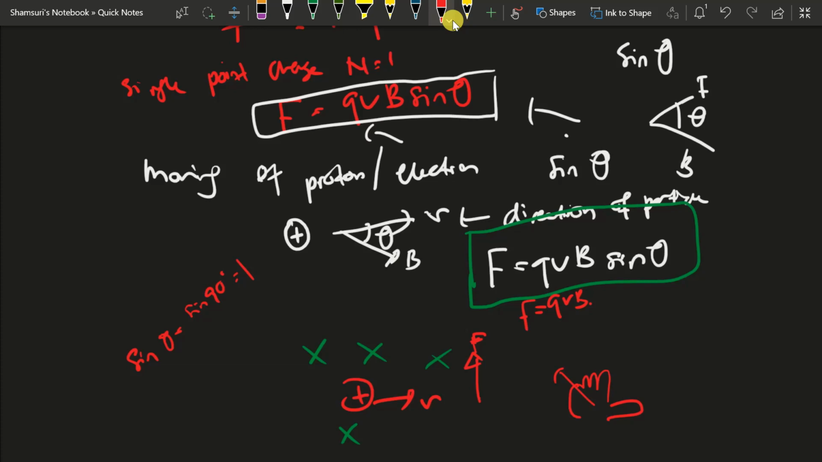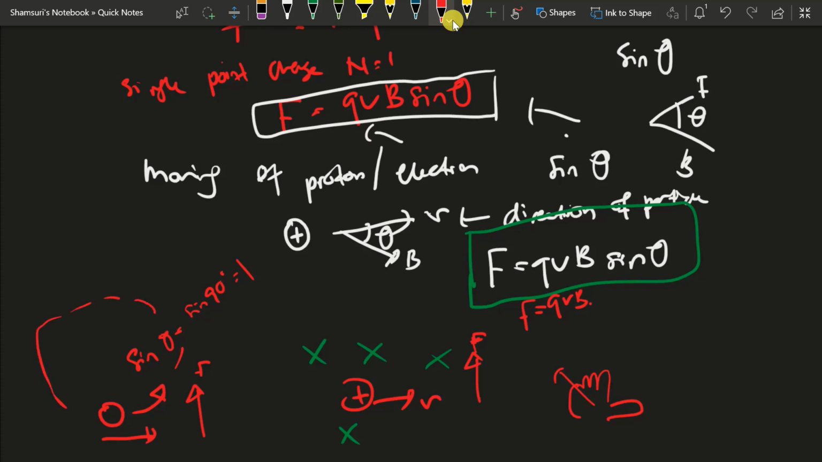So what happens when you have the force? You have the ball moving in this direction, but then the force is acting in that direction. What happens? The ball tends to turn back. It turns and becomes a circle.